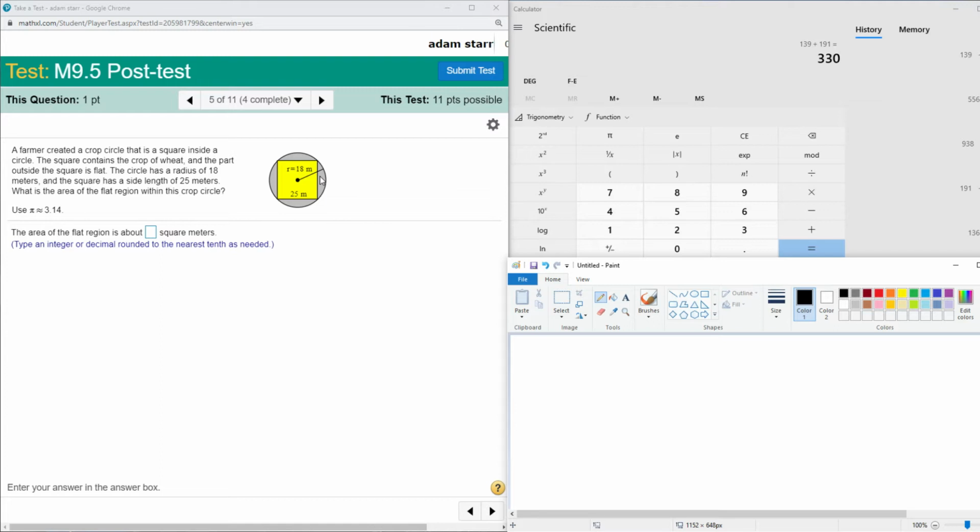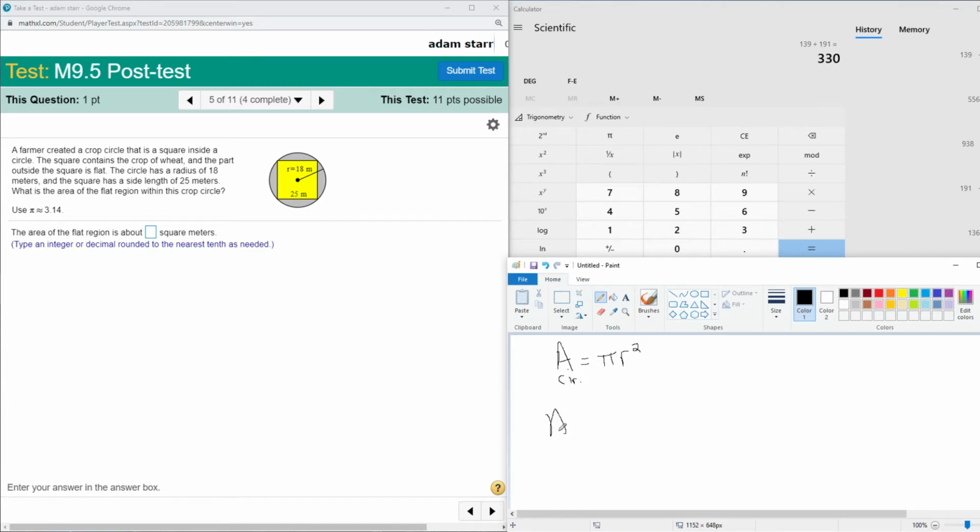So we did a similar problem like this on 9.4's post-test. I need to first find the area of the total figure, which in this case will be the circle, and then I have to take away, or subtract, the area of the square. Okay, so the first thing I'm going to do is find the area of the circle. The area formula of a circle is pi r squared, and it does want us to use 3.14.